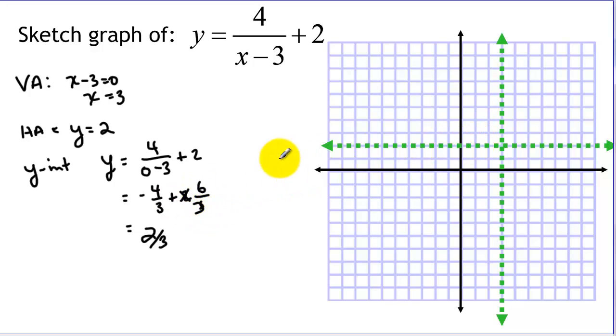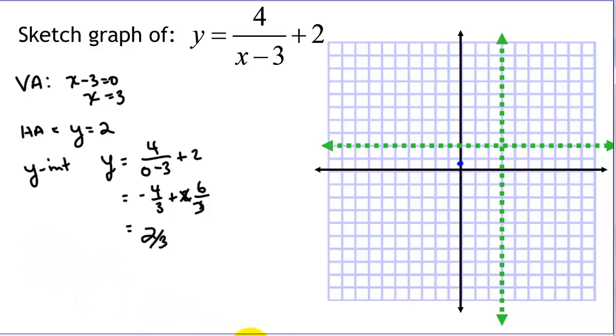So we have a y-intercept that's going to be a point. So let me put that point on the y-axis at 2/3. So we're right about here. Whoops, that's not on the y-axis. I'm making all kinds of mistakes today. So the y-axis here at 2/3.